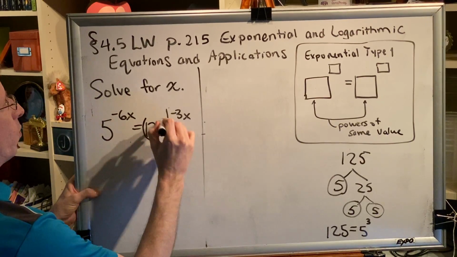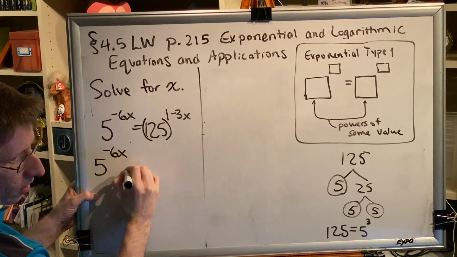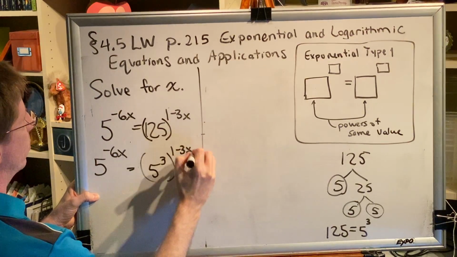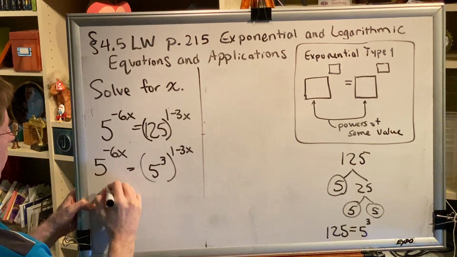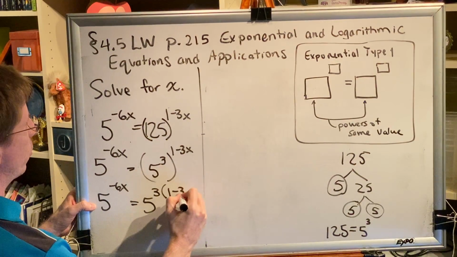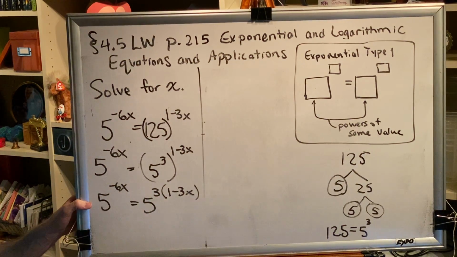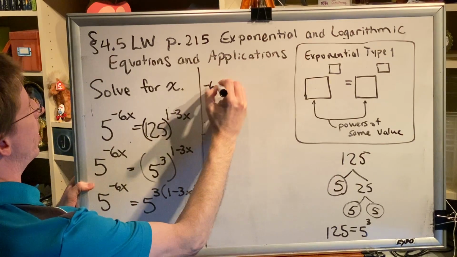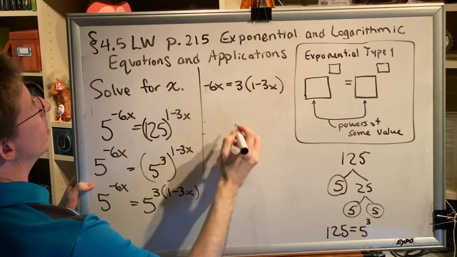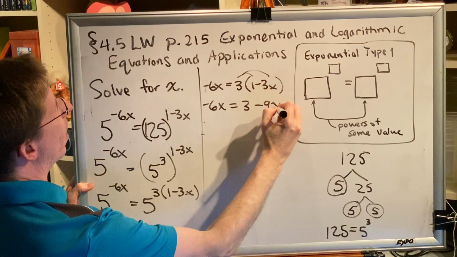So we're going to replace this 125 with 5 cubed. So we get 5 to the negative 6x equals 5 cubed raised to the 1 minus 3x. We have two exponents, so we multiply them. So we get 5 raised to the 3 times 1 minus 3x on the right, and the left side stays the same. Now that the bases match, set the exponents equal to each other. Negative 6x equals 3, parenthesis, 1 minus 3x. Distribute the 3. Negative 6x equals 3 minus 9x.